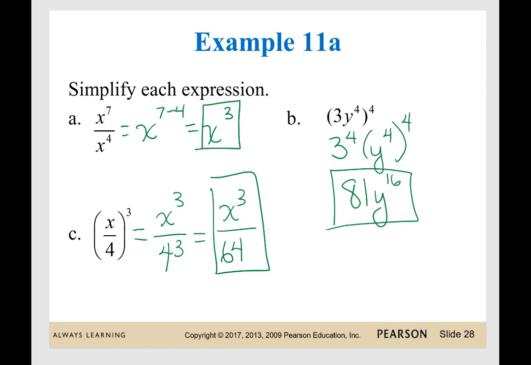x cubed over 64. So this is the kind of stuff you should start expecting, where they're not going to tell you which rule to use. You're just going to have to be able to look at the problem and know. They're just going to say simplify. They're not going to give you any hints.